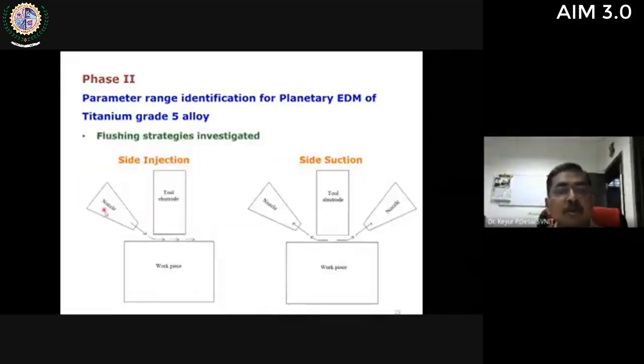As I have discussed above, the nozzle normally flushes this machined surface. We tried with suction also: if the electrolyte is sucked through the nozzle, what will happen?